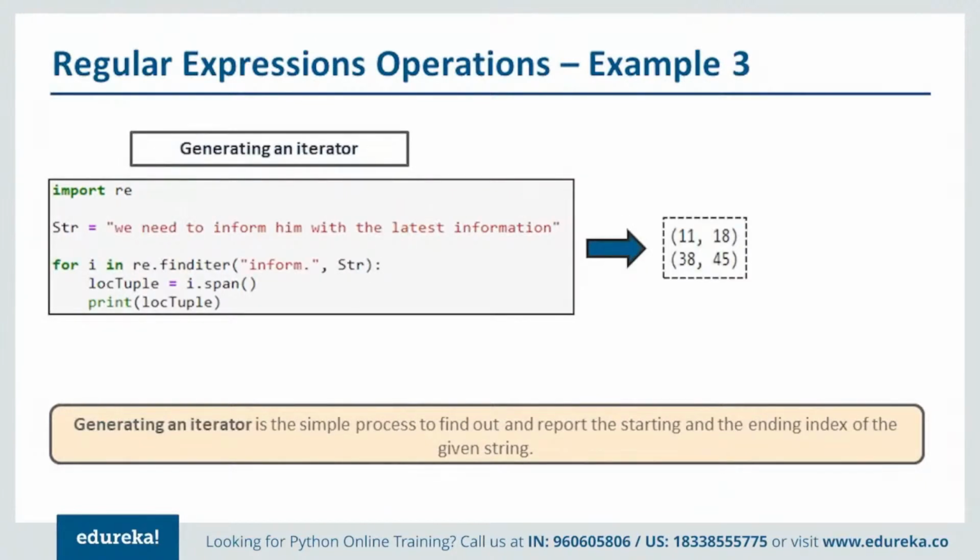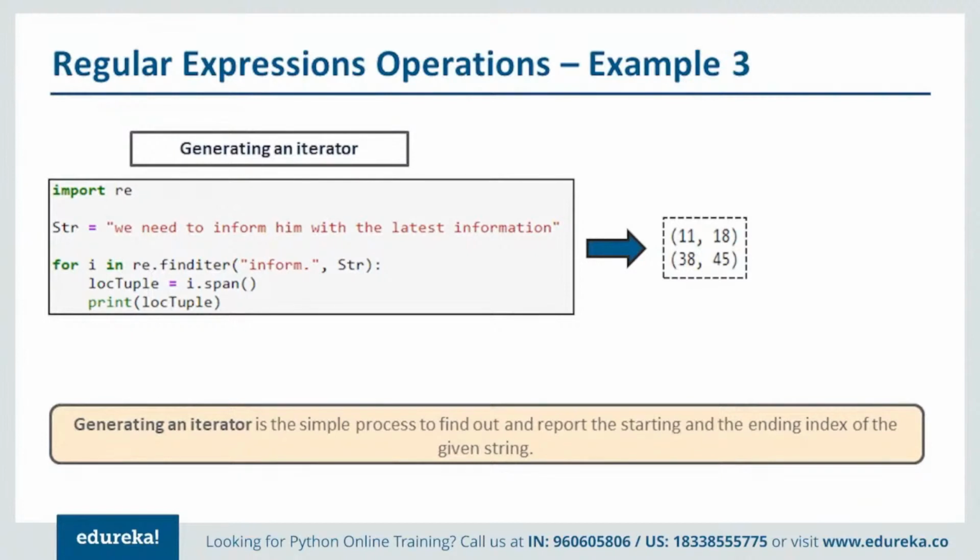Similarly, here we also try to use the iterator. An iterator searches for a particular string, but in return it only gives you the index value where the string is present and where it ends. Now in this case we have the keyword "inform" mentioned twice.